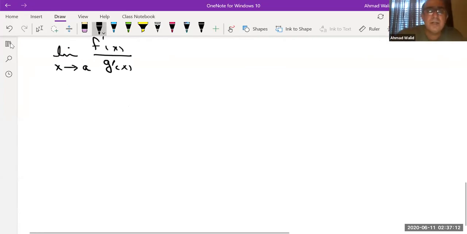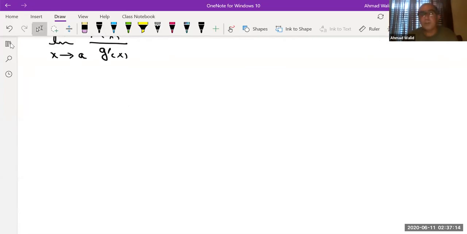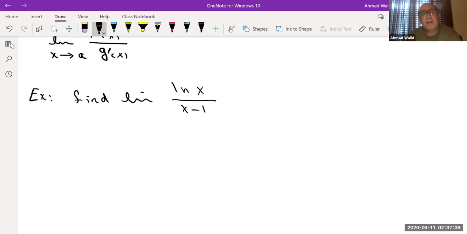Now I'll do a few examples for you to show how to deal with indeterminate forms of the limit. If they are, we usually call it type 1, which is 0 over 0 or infinity over infinity. Example number 1. Find the limit of ln x over x minus 1 as x approaches 1.